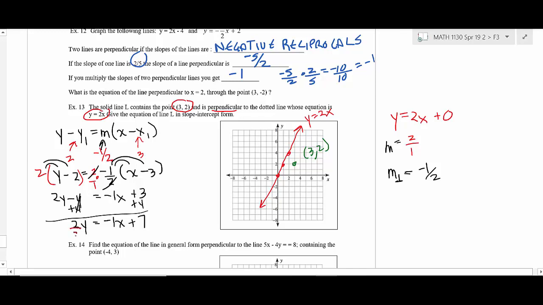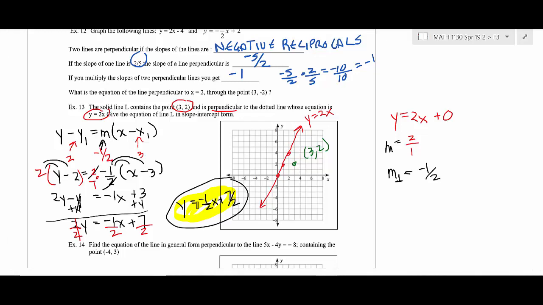Then if we divide everything by 2, you'll end up getting the answer we're looking for, which is y equals -1/2x plus 7 over 2. So that's your final answer. That would be the line that's perpendicular, and it would go through that point 3 over 2. Okay, so the only difference in this is you use that negative reciprocal slope.